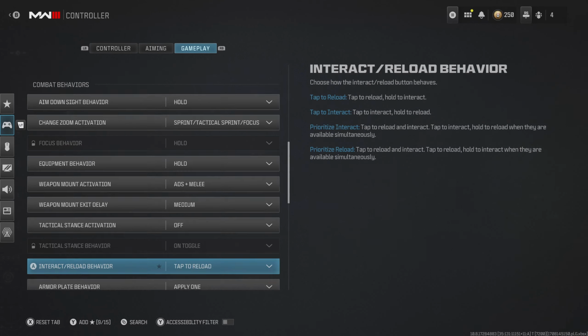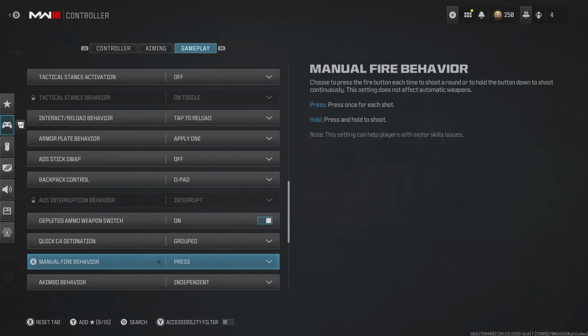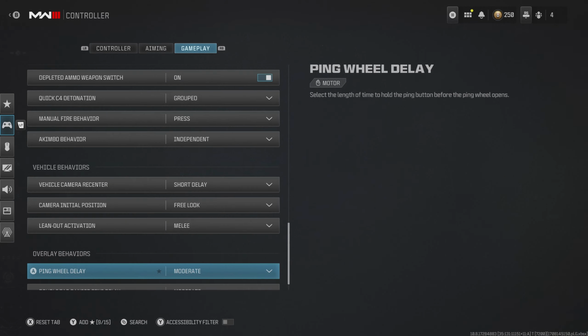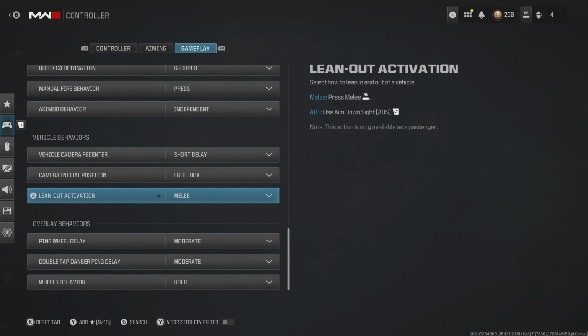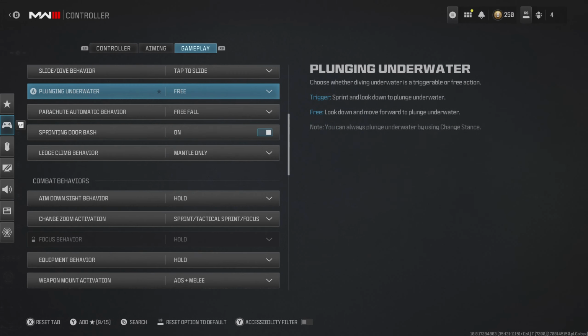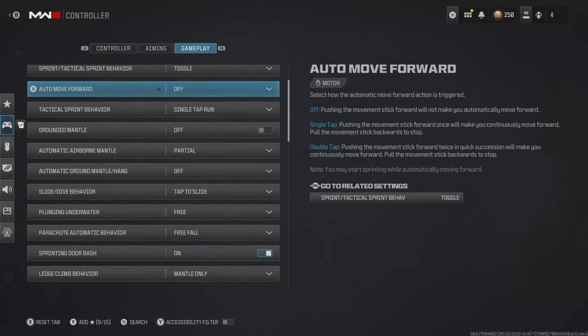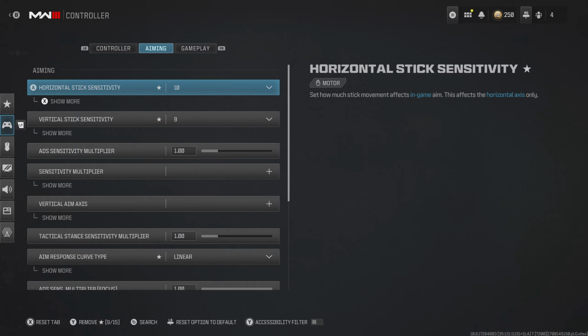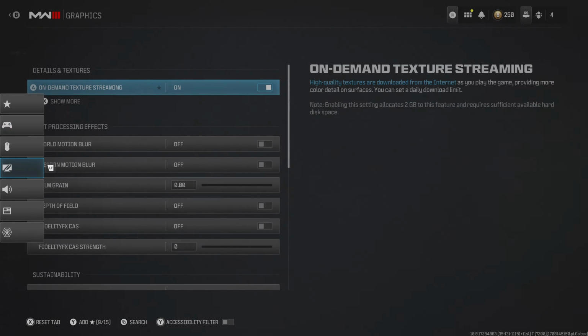These are all the gameplay settings. These are what work for me when it comes to slide canceling and all that. This is what works for me. Maybe for you, you prefer something different, but this is what I have. Nothing on mouse and keyboard because I don't use that.